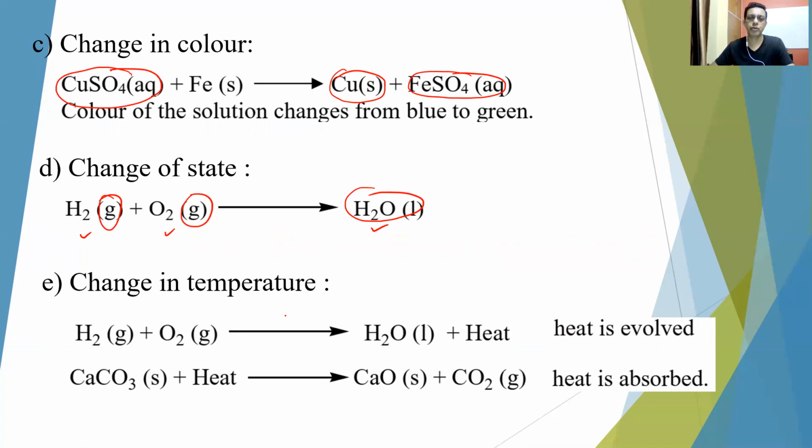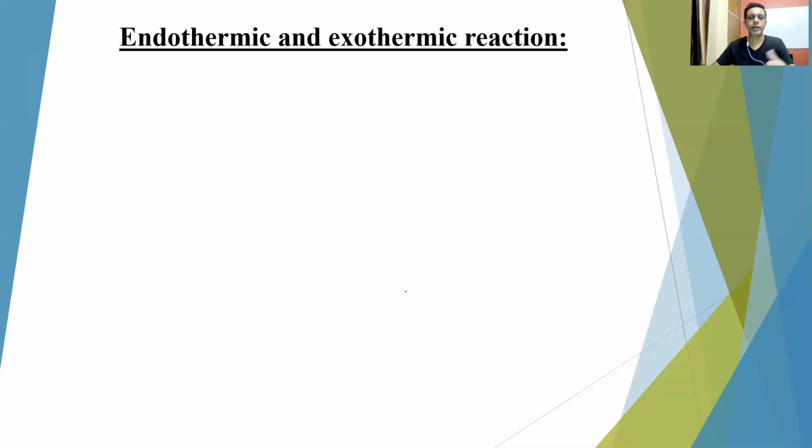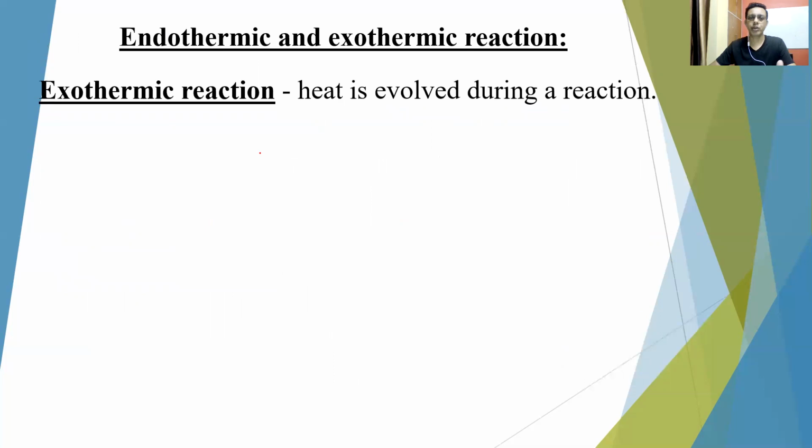So the type of reaction where heat is evolved is known as an exothermic reaction, and where heat is absorbed is called an endothermic reaction. So we'll go to that later on. So based on this heat absorbed and heat released, we can have two types of reactions. One is called endothermic and one is called exothermic reaction. Exothermic reaction is the one in which heat is evolved during the reaction. So during the reaction, the reactants, when they react, release heat.